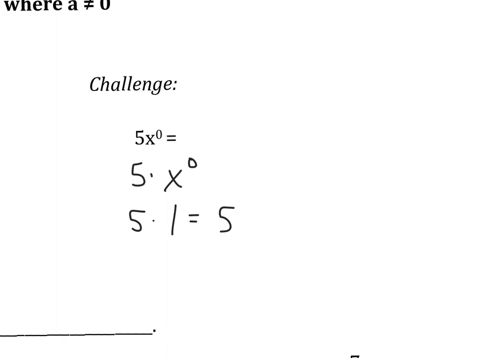Now, what if I rewrote the problem like this? What if I put the 5x in parentheses and then raised it to the 0 power? That means that my base is 5x in this case, so whatever that base is, I raise it to the 0 power, then I would get 1. Notice the difference. If I use parentheses and raise it to the 0 power, I'll get 1, but if the 5 is not contained in parentheses, it's like 5 times 1, which is 5.